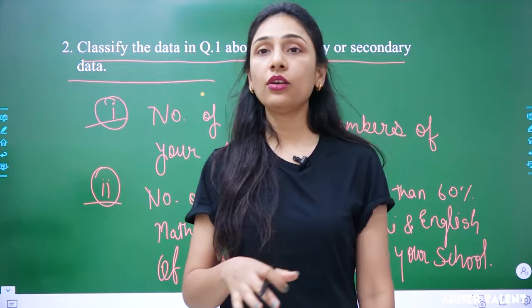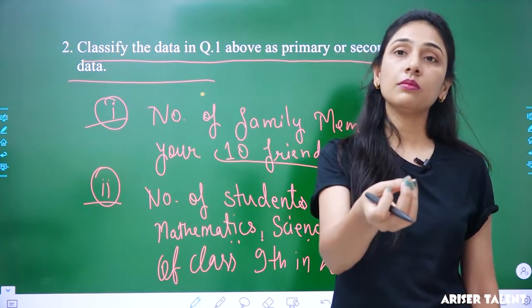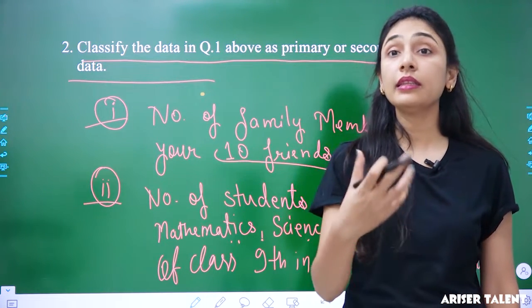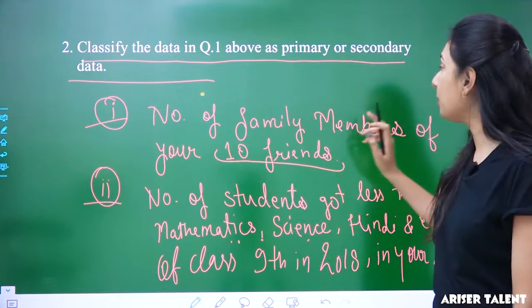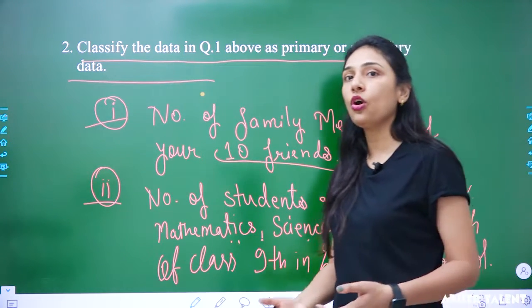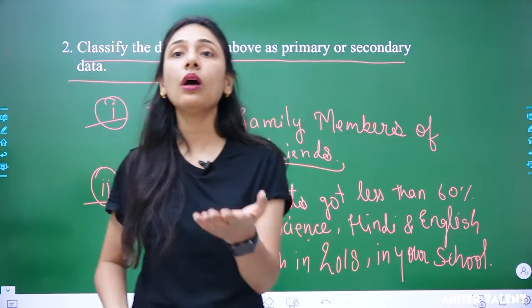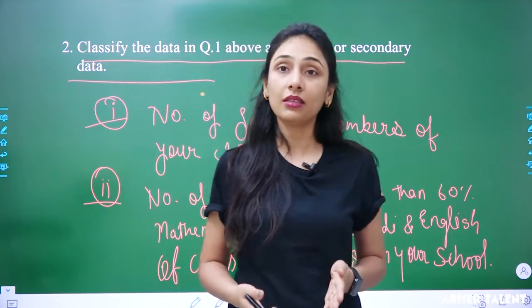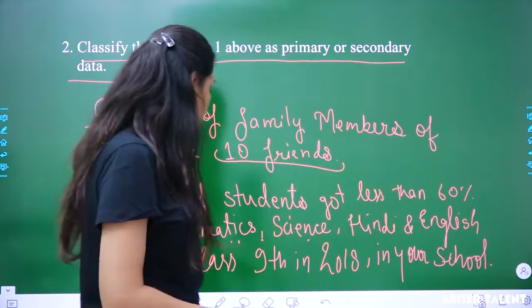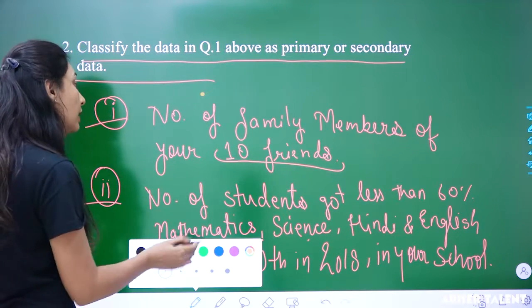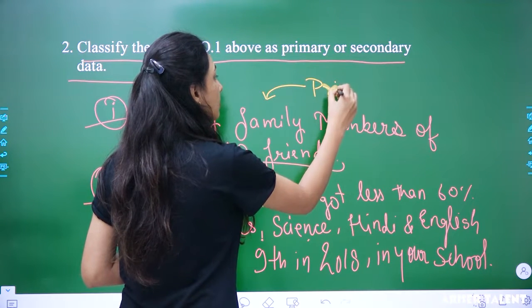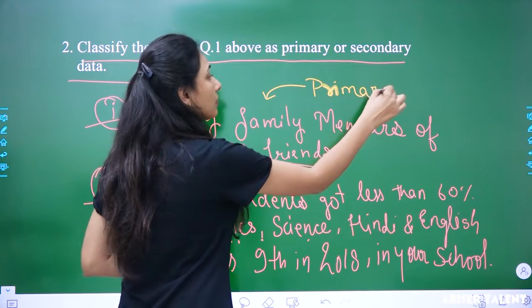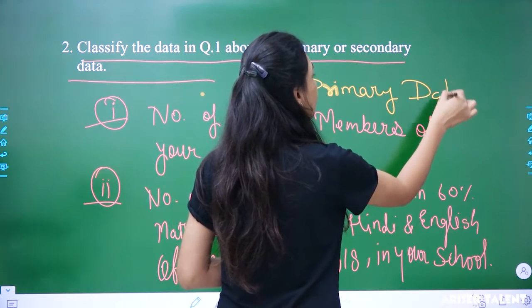Okay. All these kinds of data, when you're seeking data from others, are your secondary data. Then the first example, number of family members of your 10 friends: surely you are going to ask your friends about their families. So in the very first one, this is your primary data. This is primary data for you.